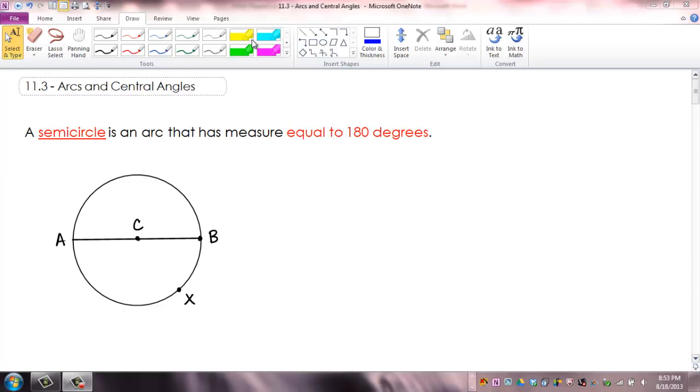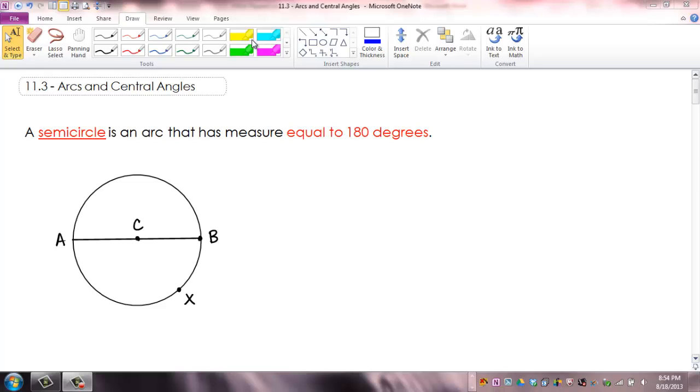This is the video for section 11.3, Arcs and Central Angles. Please follow along with your video worksheet. The first section has all of the terms, definitions, and diagrams that I will be using, and the second section has all of the example problems that I will be showing you. Please fill in the worksheet as you watch the video.